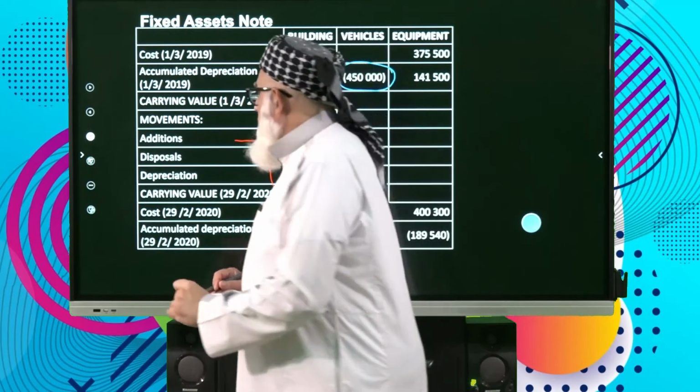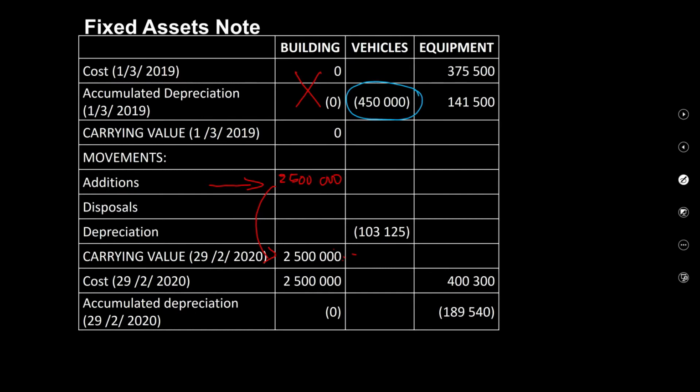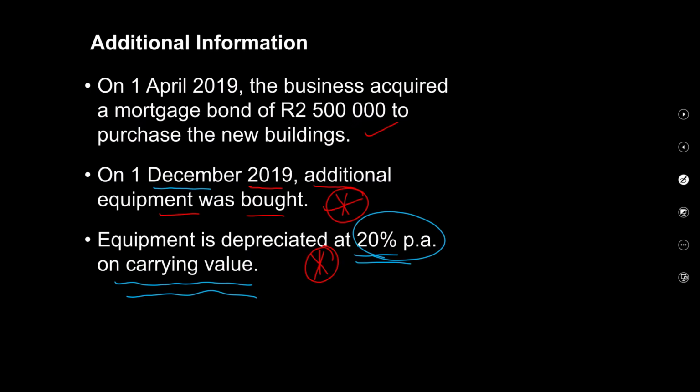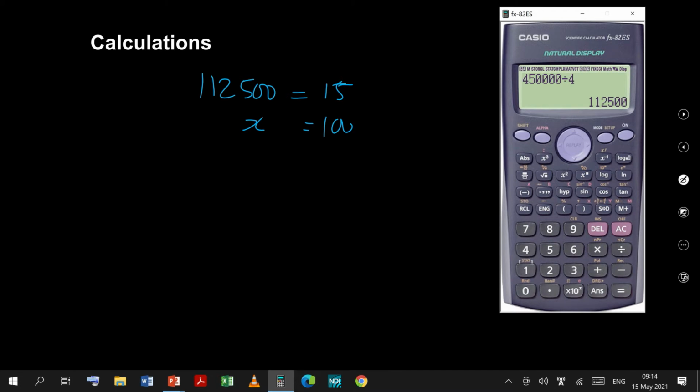So step number 1, what do we do? We take the 450,000, which is my accumulated depreciation, and divide that by 4, which will give me 112,500 per vehicle. All right? Now that I have that, take this into consideration: 112,500 was equal to 15%, and 100% is equal to my unknown. Let's solve that equation. Here we go. So what do we say?